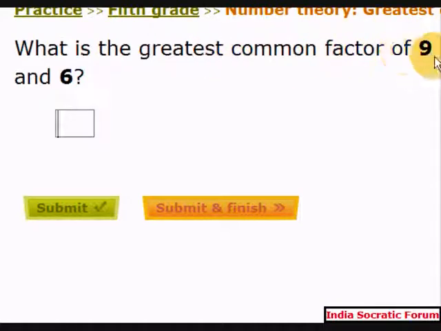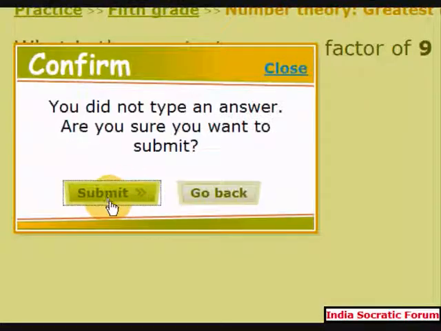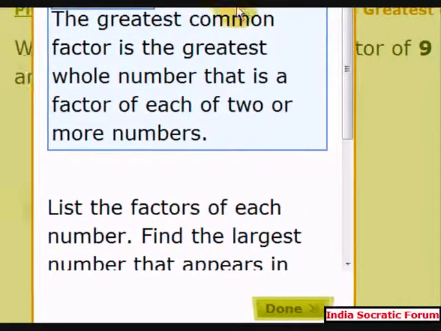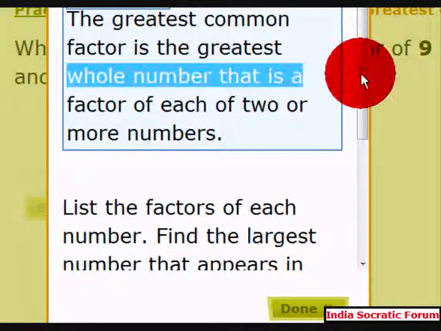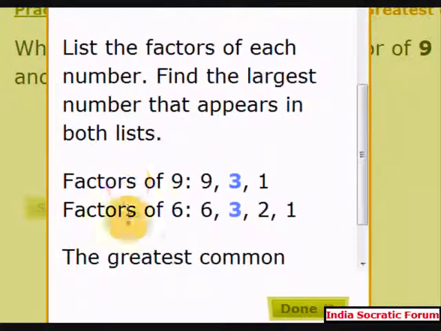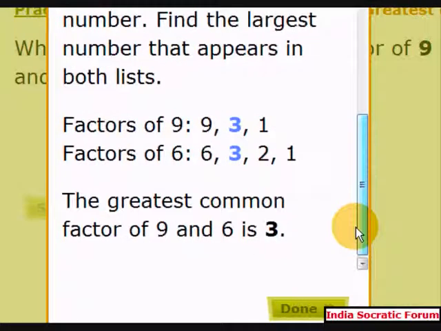What is the greatest common factor of 9 and 6? Do it yourself. The answer is 3. The reason is, read this loud. Factors of 9 are 9, 3, 1; factors of 6 are 6, 3, 2, 1. So the greatest common factor of 9 and 6 is 3.